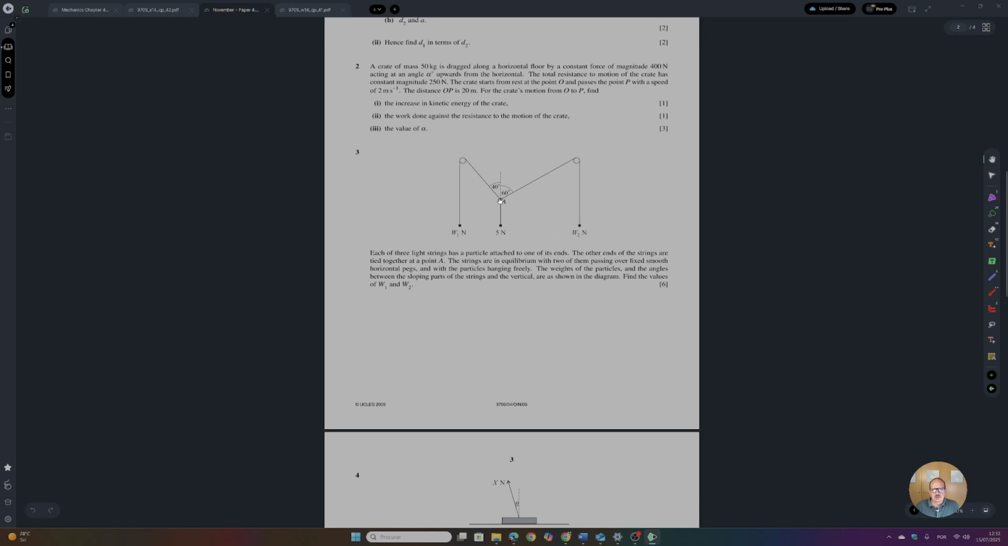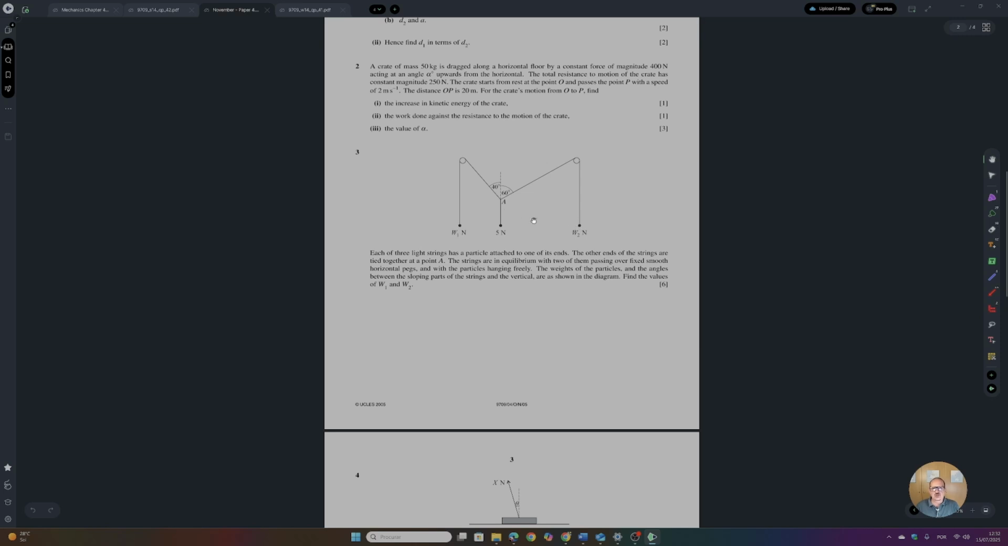The strings are in equilibrium, with 2 of them passing over fixed, smooth horizontal pegs, and with the particles hanging freely. So these work as pulleys. The weights of the particles and the angles between the sloping parts of the strings and the vertical are as shown in the diagram. Find the values of W1 and W2. W1 is the weight of particle 1, W2 is the weight of particle 2.